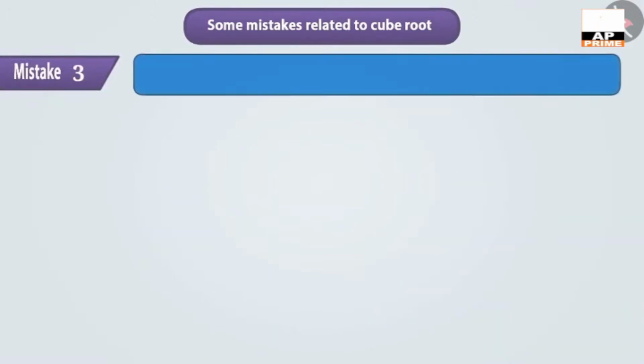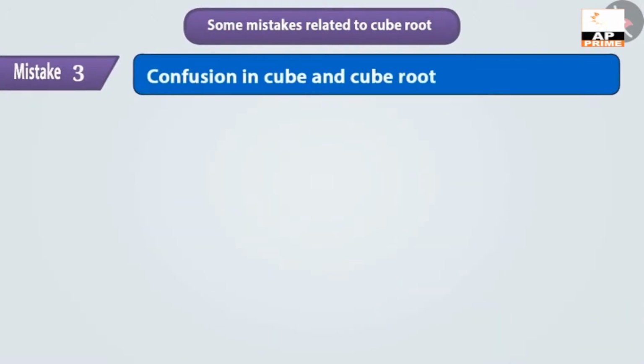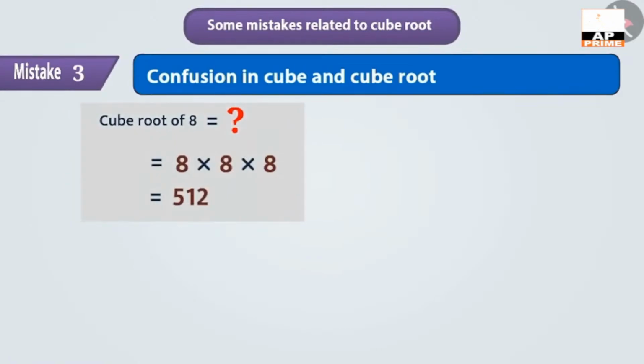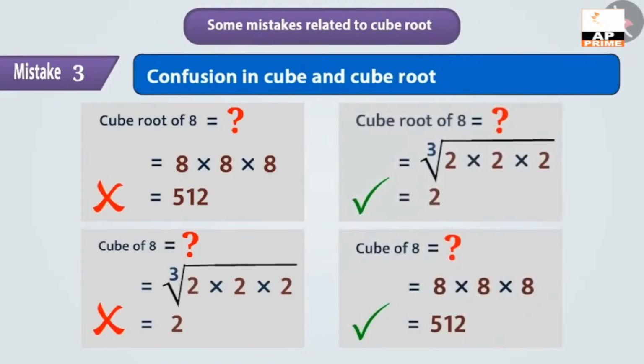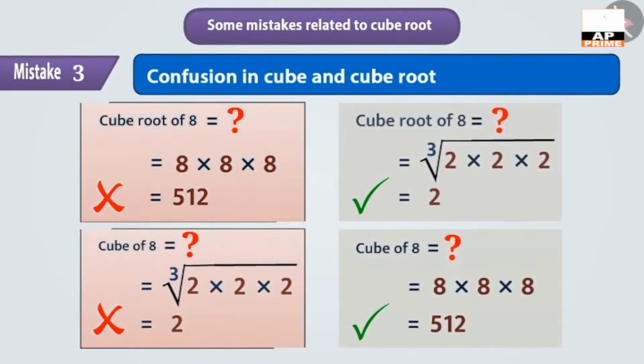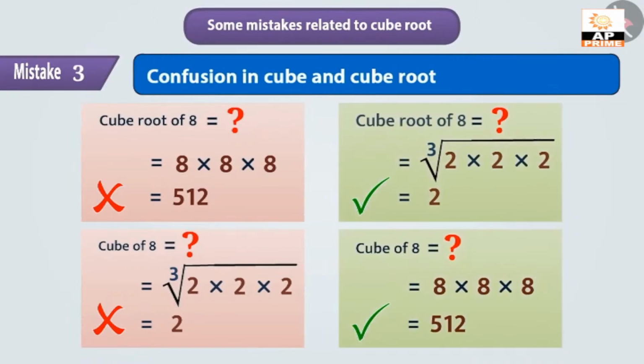Mistake number 3. Some children or students get confused between the words cube and cube root. Due to this confusion, if they are asked to determine the cube root, then they use the method of obtaining the cube. And if they are asked to determine the cube, they use the method of cube root. Often such mistakes occur while solving the question in haste. Such mistakes should be avoided.